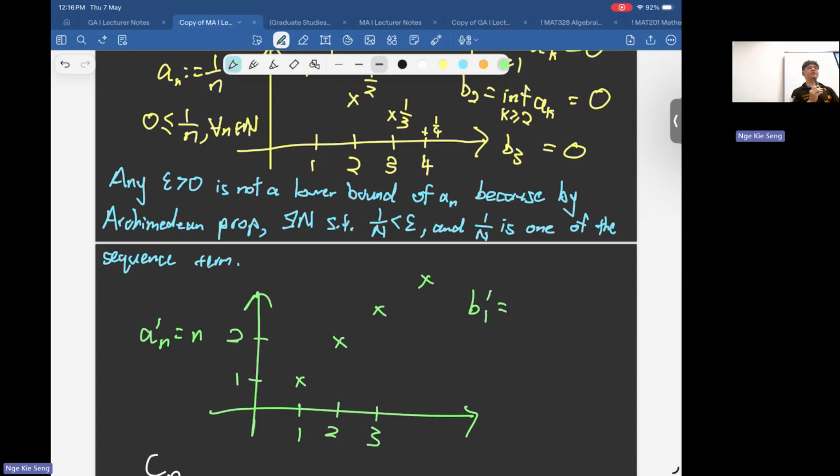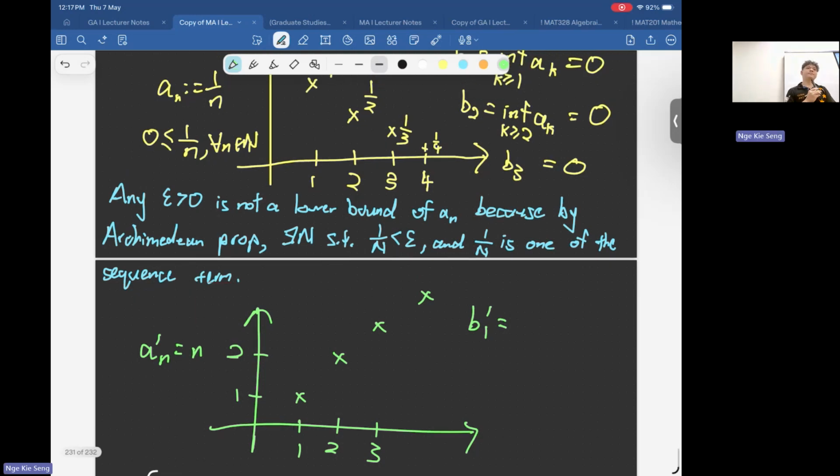In this case, maybe I can test one of you. What is B1? What is B1 prime? The infimum of this sequence here. 1. Very good. Do you know how to show it's 1? Because the minimum is 1. If the minimum exists, the minimum will be equal to the infimum, like the maximum case. If the maximum exists, then the maximum is the supremum.